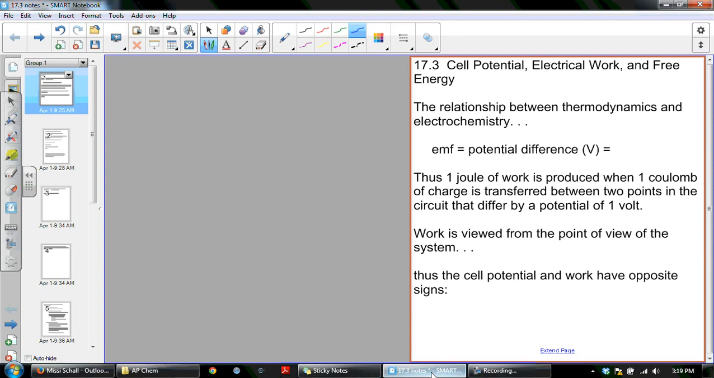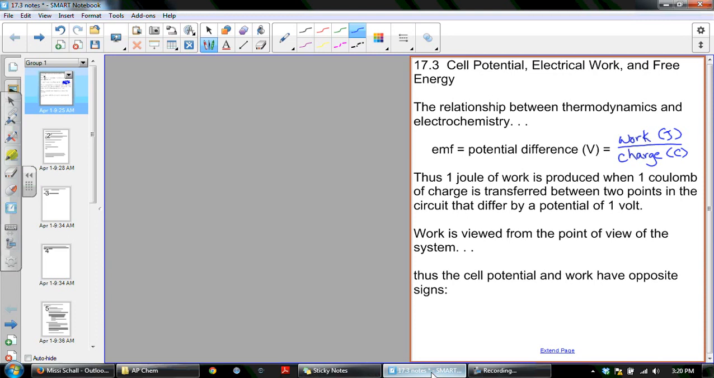Cell potential, electrical force, and free energy. The relationship between thermodynamics and electrochemistry is that the EMF, the electromotive force, is equal to the potential difference in voltage, which is equal to the work in joules divided by the charge in coulombs. You might remember in section 2 we talked about a coulomb, and I said that's coming later. Well, here it is. So what does this mean? It means that a joule of work is produced when 1 coulomb of charge is transferred between 2 points in the circuit that differ by a potential of 1 volt.